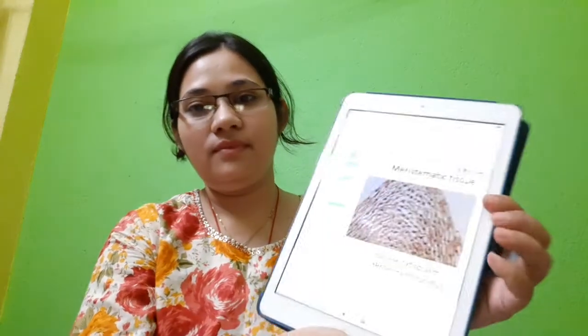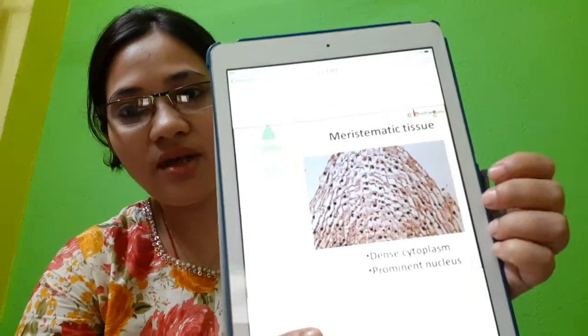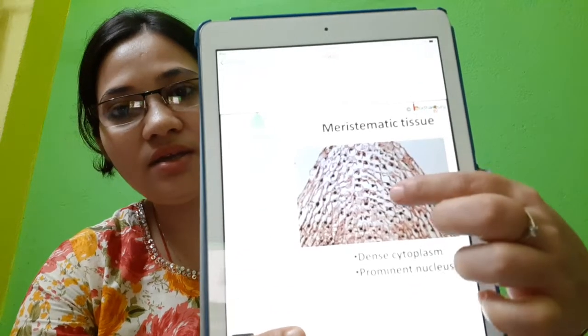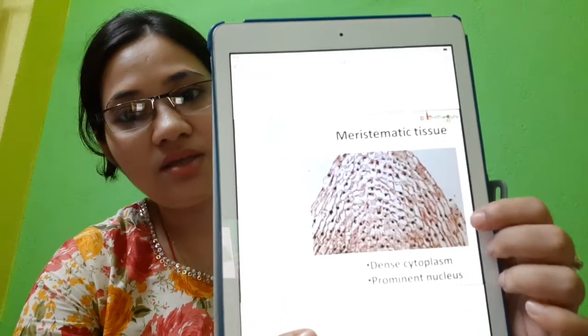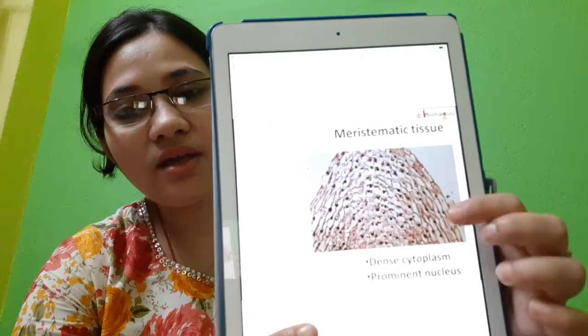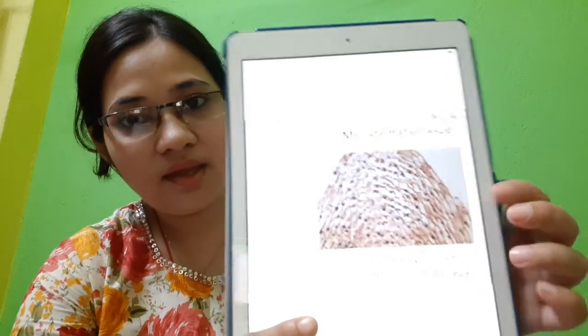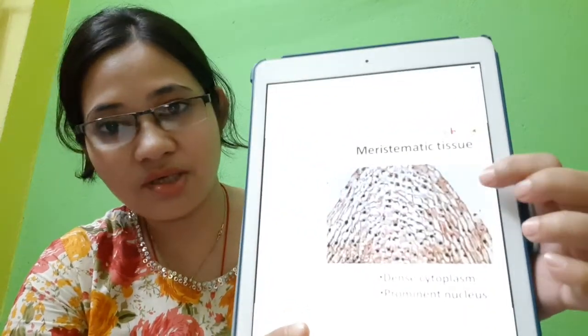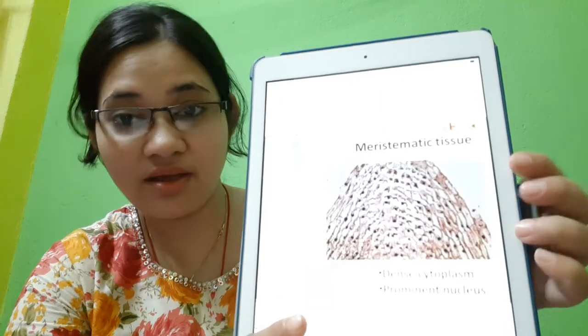Now let me show you one more diagram, the microscopic diagram of parenchyma. Just now you saw meristematic tissue. This is the meristematic tissue once again. These tissues are different because they have the power of cell division. See here, intercellular spaces are not present. This is the nucleus. They are hexagonal in nature. Cytoplasm is present. Vacuoles are not present. So these are present in the growing tips.